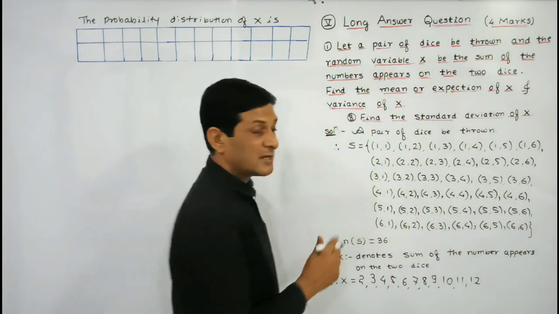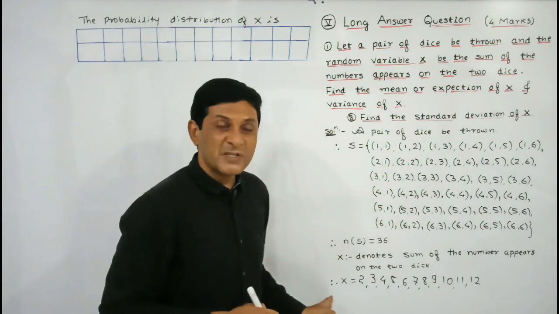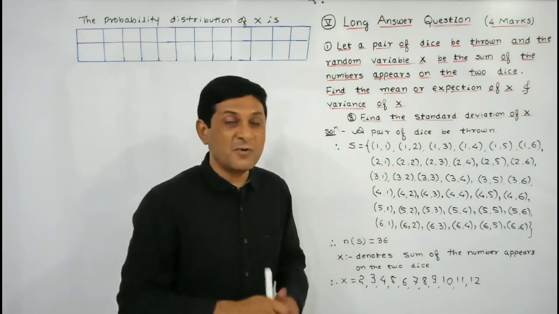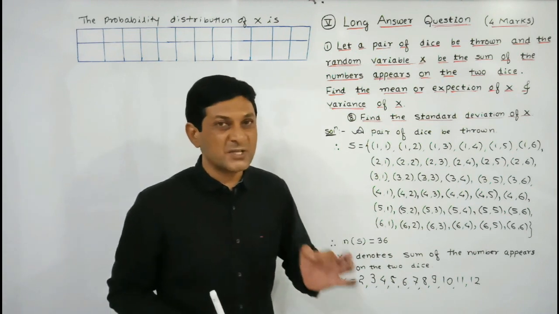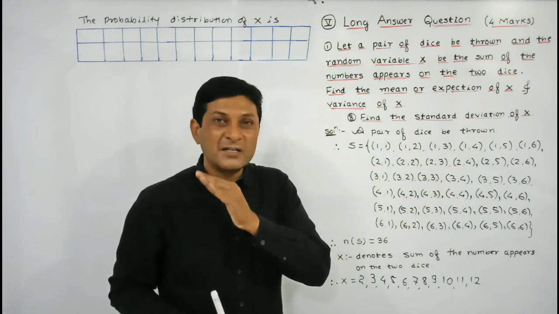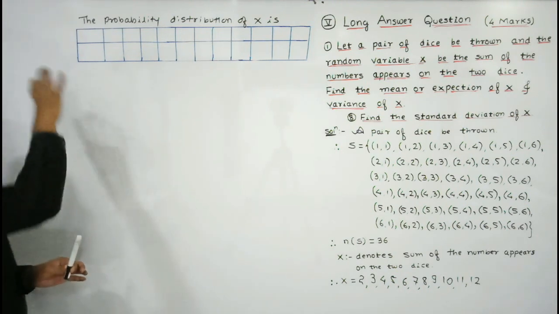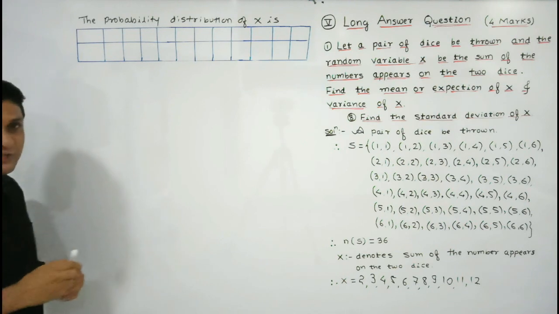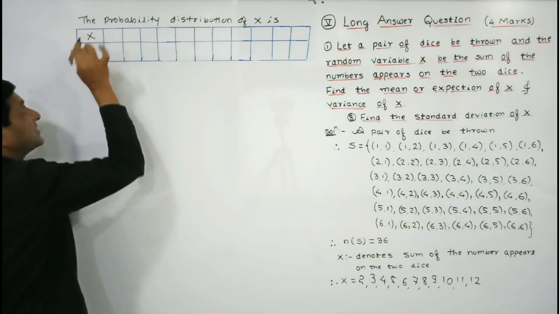What can be the largest sum? 12. And what can be the smallest sum? 2. These are the possible values of x, where x denotes the sum of the numbers on the uppermost face. Once the values of x are known to us, let us find their corresponding probabilities, and if we write this in tabular form, then this representation is called the probability distribution. So here we are finding the probability distribution of this random variable x.